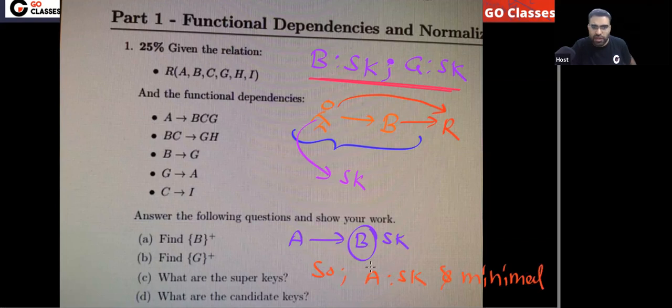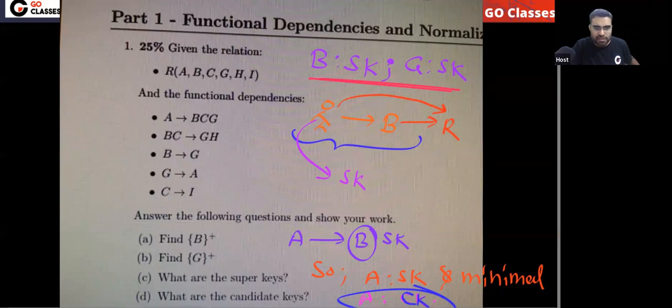So that is the reason I can say that this A is a candidate key. You got another candidate key. Is this clear? We got another candidate key. So this A is also a candidate key. Understood? So very simple idea.